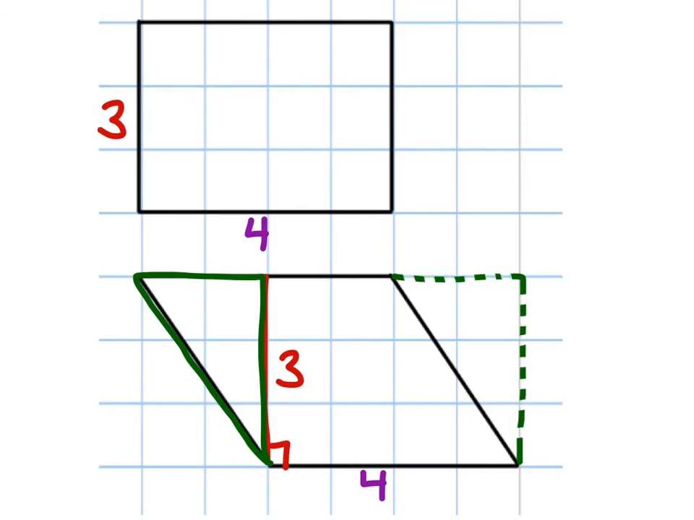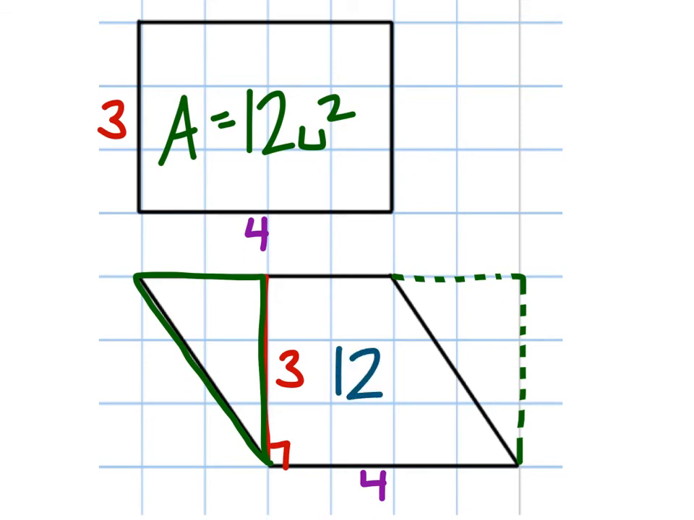So what this means is that parallelograms, we find the area the same way that we do rectangles, which are also types of parallelograms, okay? So what is the area of the rectangle? 12 units squared. And the area of the parallelogram? Also would have been 12 units squared.